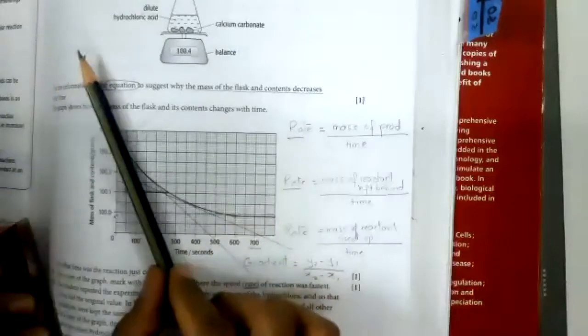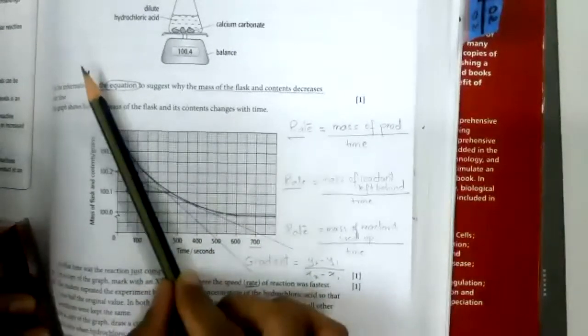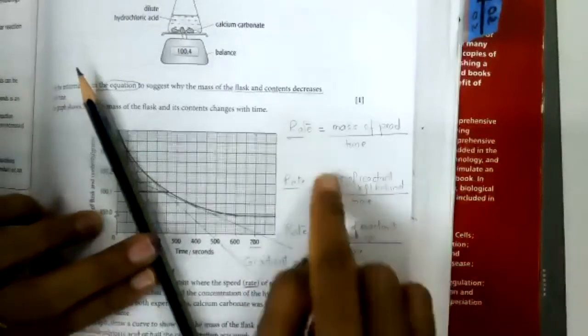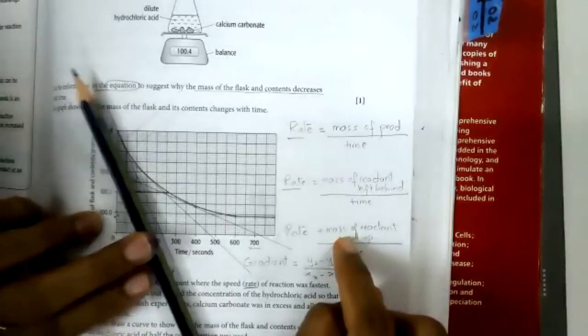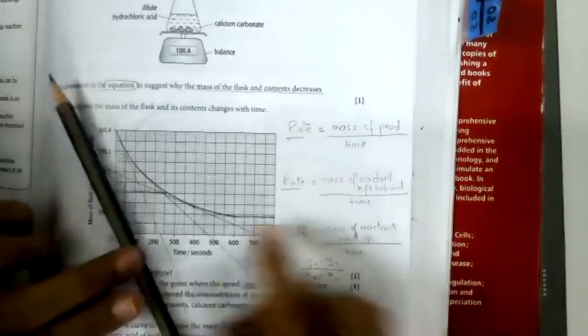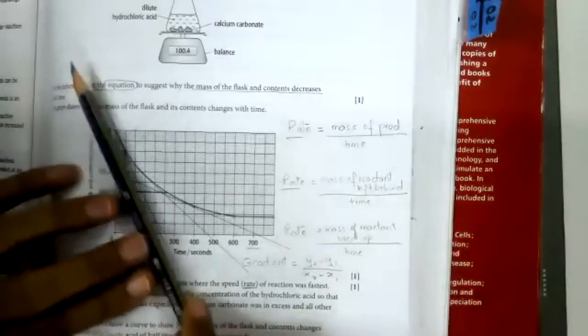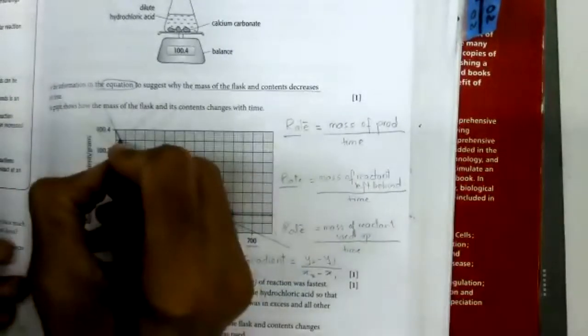So where it is steepest, that's where the rate of reaction is the fastest. Why? Because that means more of the reactant is used up divided by time. So the rate of reaction here is more. Okay, here it is the fastest.